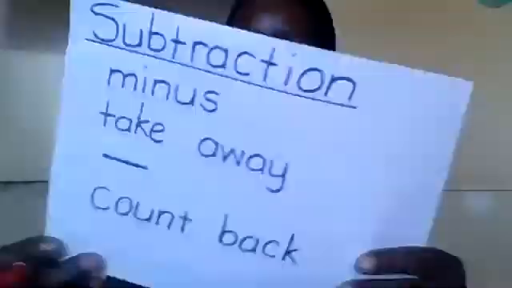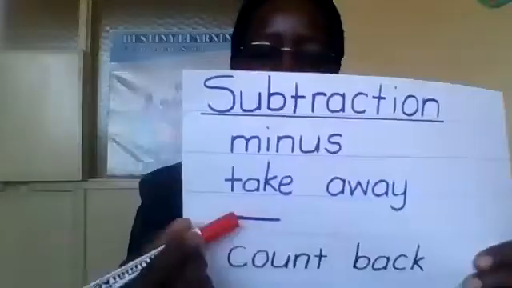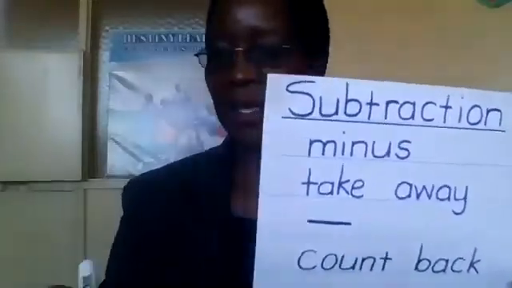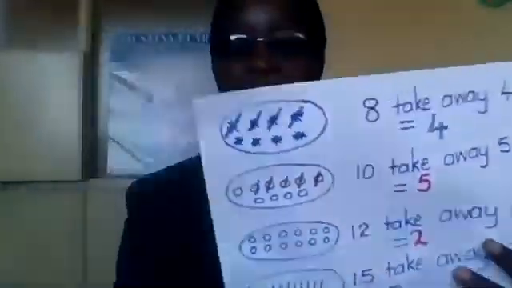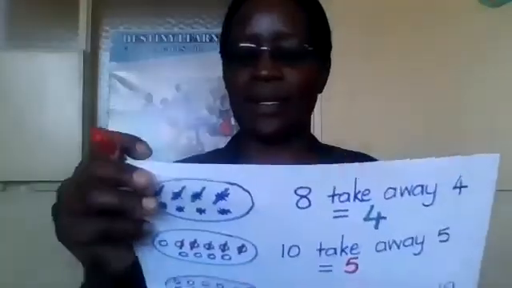Very good. So this is a way of subtracting. You can just take away what you don't need. So when you see that sign there, that means what? It means take away. You can take away by drawing and then cancelling what you don't need. That is one way of doing it.